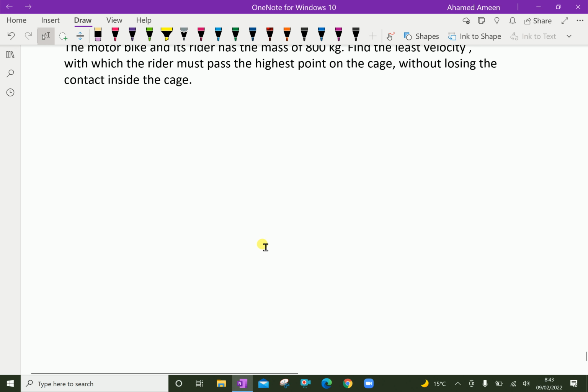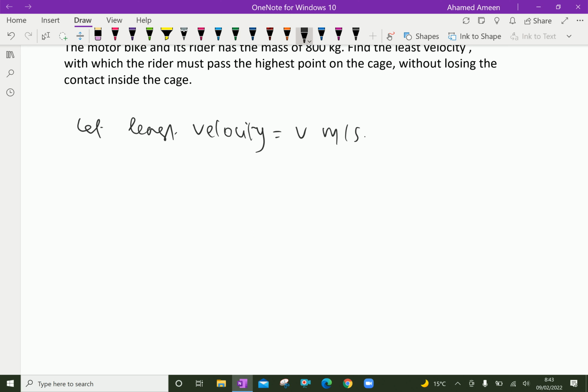Here, let the least speed, find the least velocity. That least velocity equal to v meter per second. Now we know that centrifugal force F equal mv squared over r.